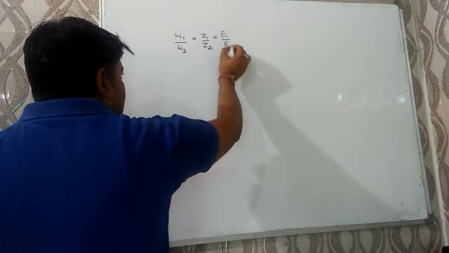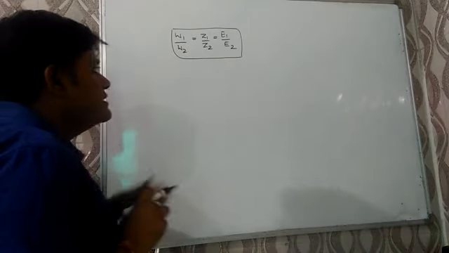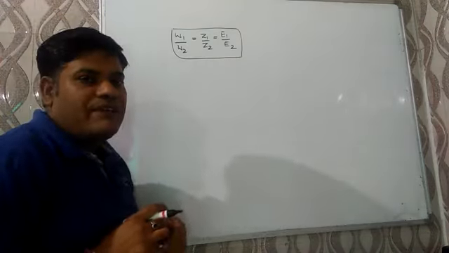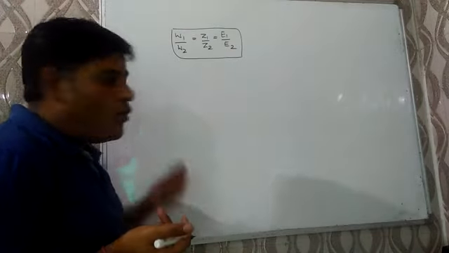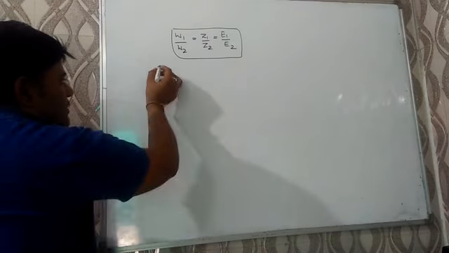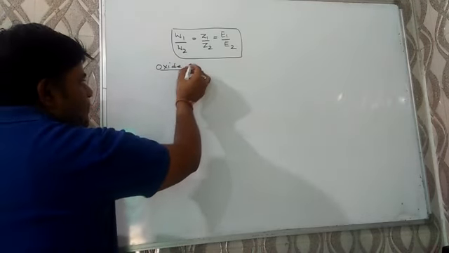Here, W1, W2 are the weights of the substance deposited. Z1, Z2 are their electrochemical equivalents. E1, E2 are their equivalent weights. On the basis of this, we can decide the formulas. The first one is the oxide formation method.